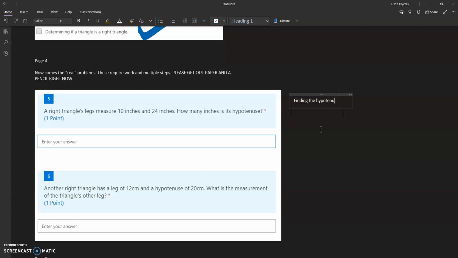Now, there are actually multiple questions that use this. You're going to use this in number 5, 8, 12, 13, and 15. These are the steps you're going to use. So step number 1, you are going to plug in the legs. Step 2, you're going to do the exponents. Step 3, you're going to add, which you'll find out more about in a moment. And step 4, you are going to do the square root.